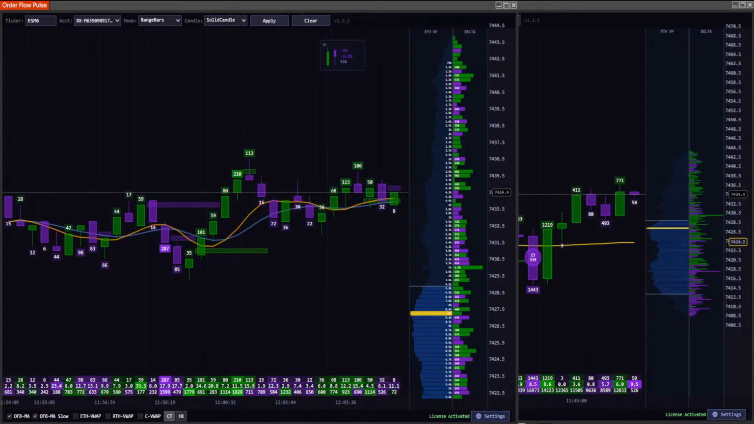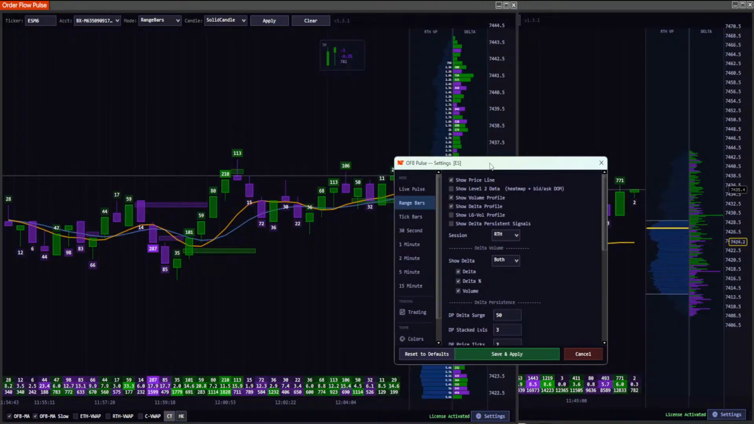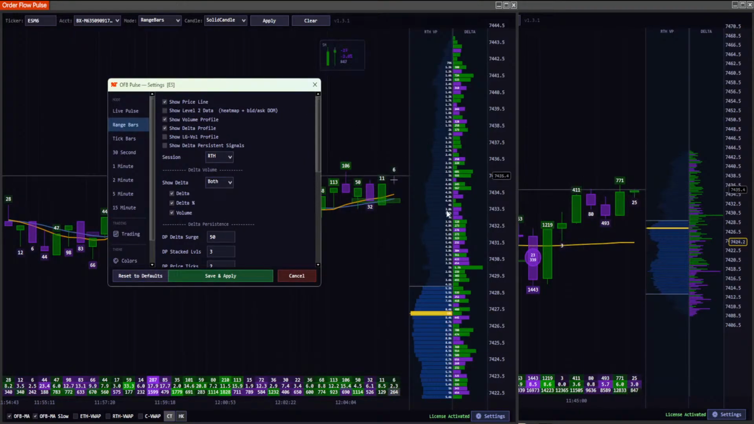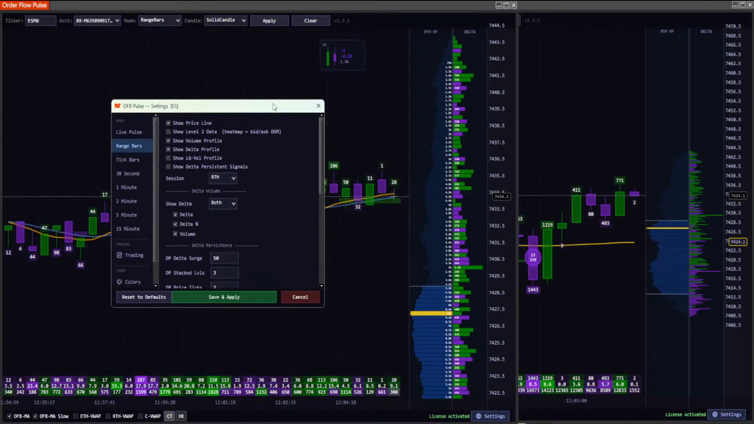Order flow profile doesn't work, but the pulse chart works. Oh, what do you mean, order flow profile? Are you talking about the profile on the right here? Make sure that session is on RTH. Make sure session is on RTH. And then click save and apply. And it should fill it in.